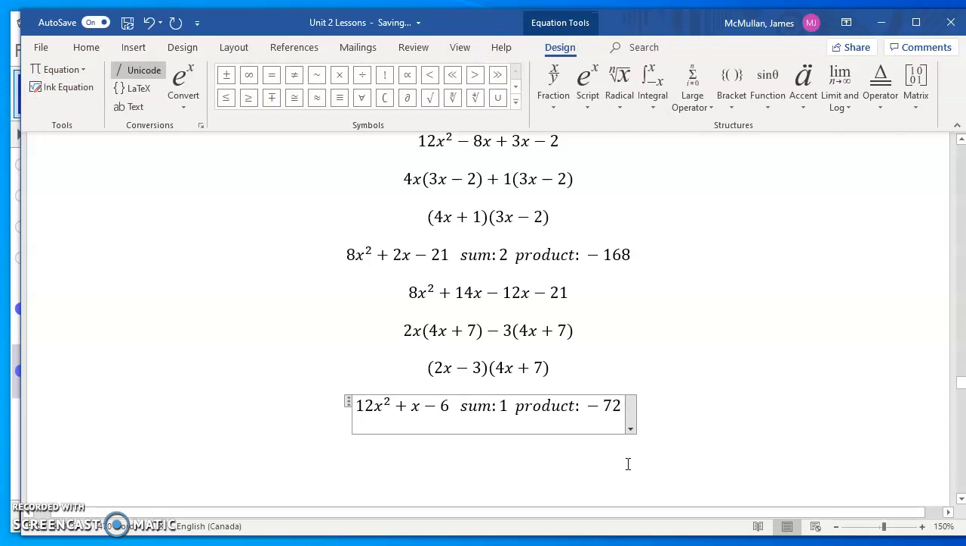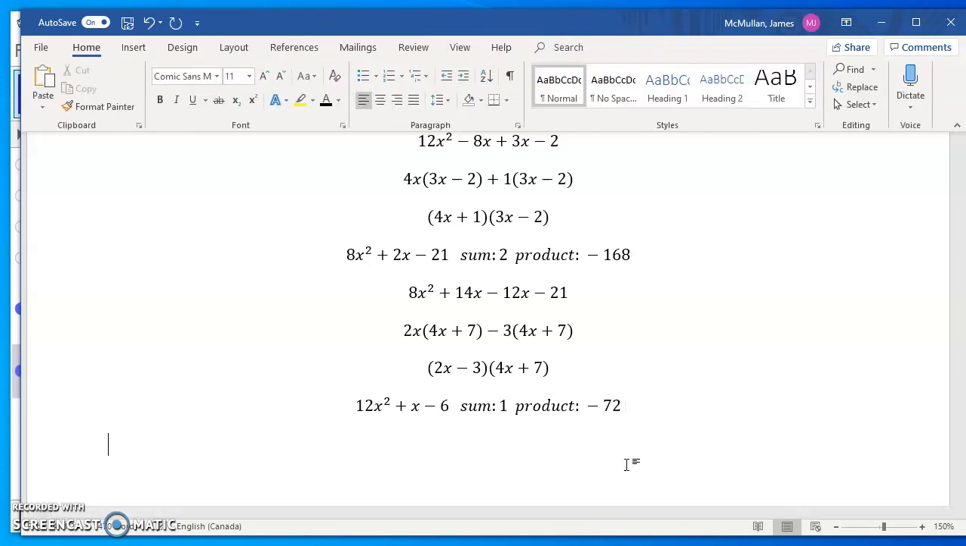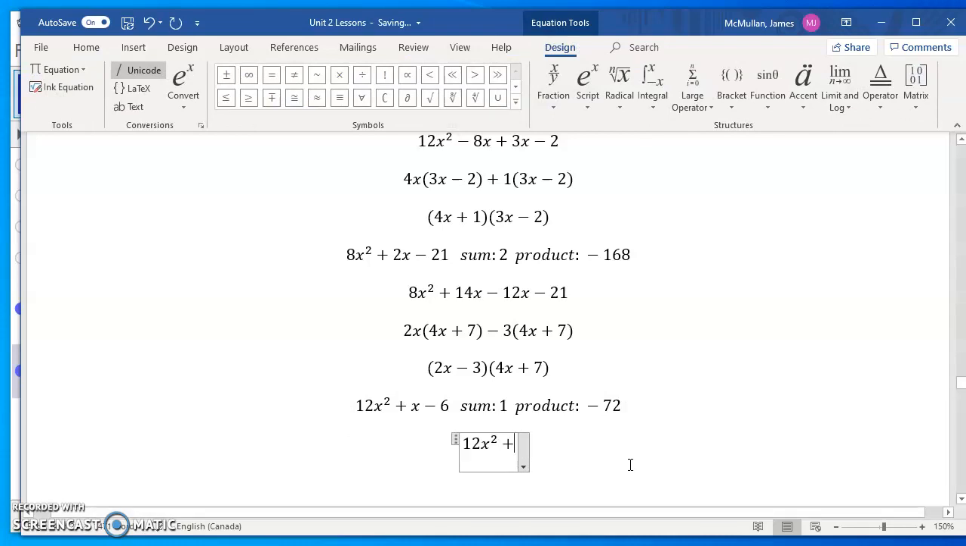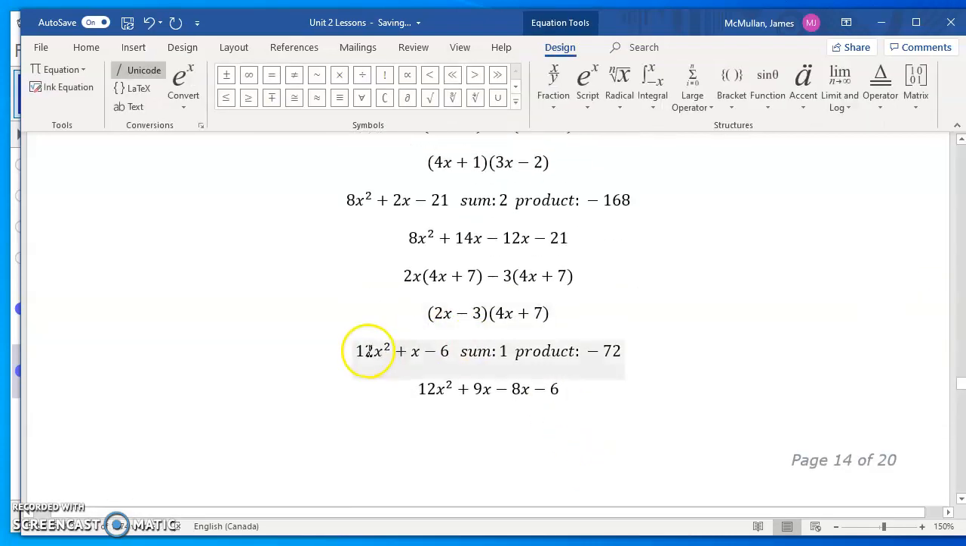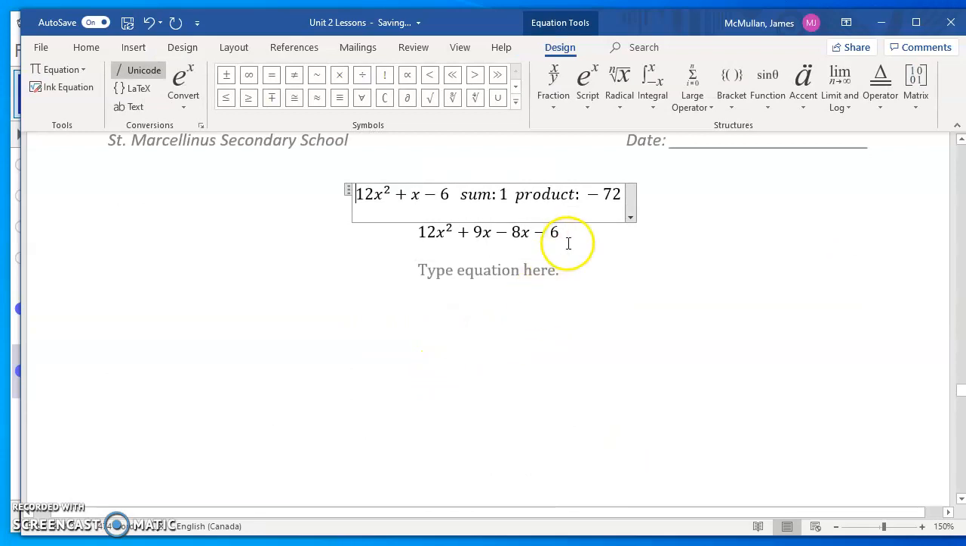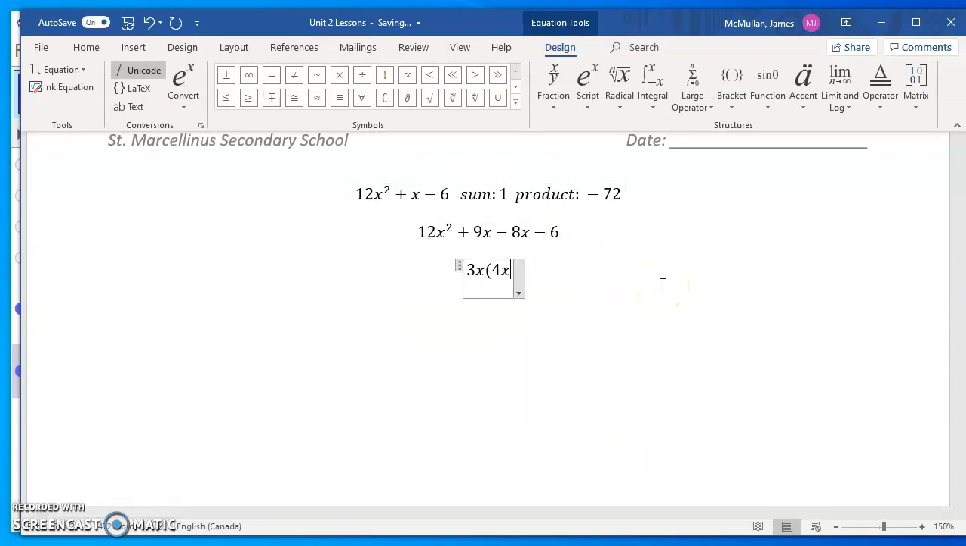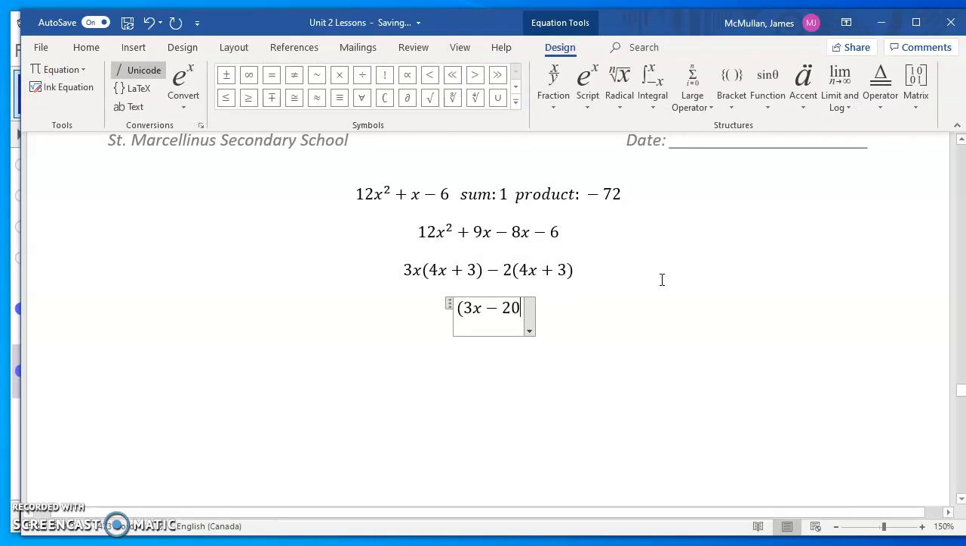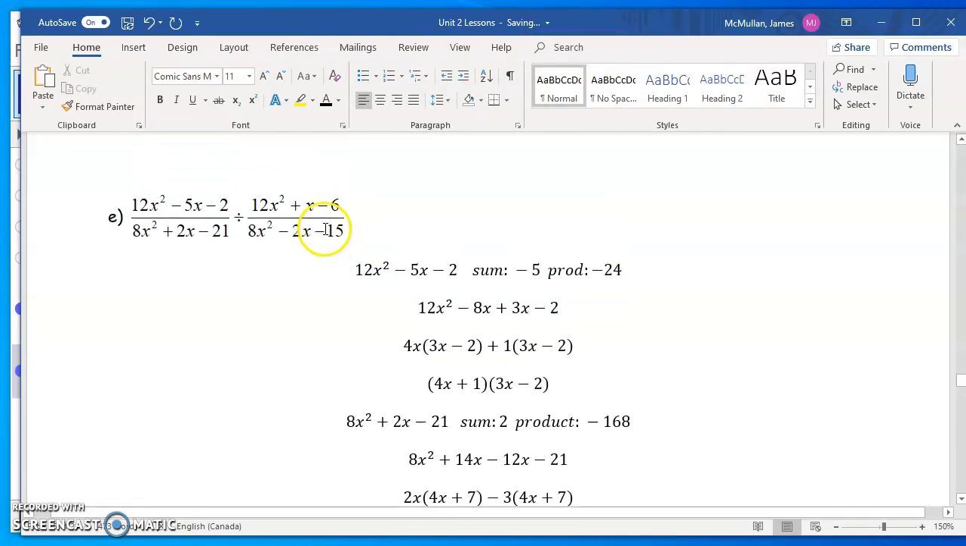So again, the two numbers multiply to -72 and are very close together because they're only separated by 1. So the number I'm looking for there, 12x squared plus 9x minus 8x minus 6, right? 9 and 8 would fit the bill. So just bump this one down to a new page. So we factor out 3x, we get 4x plus 3. We factor out -2, we get 4x plus 3, looks good. 3x minus 2 and 4x plus 3 is the factored form of the top right.